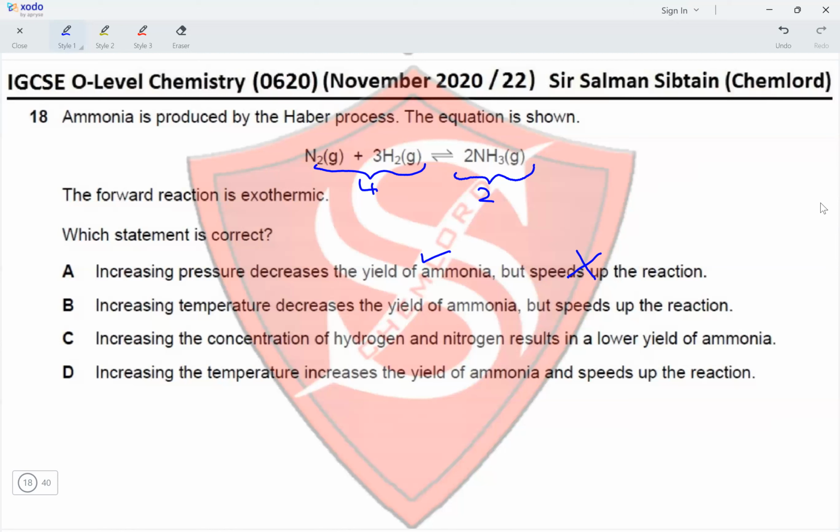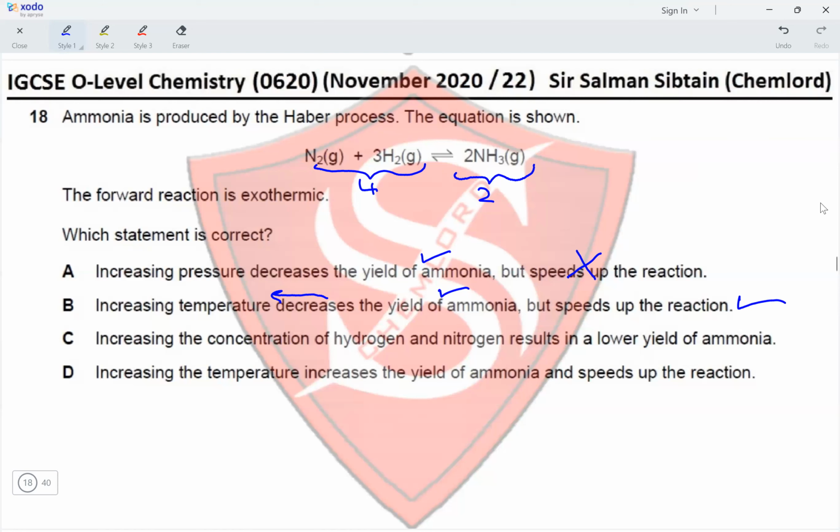Next, increasing the temperature decreases the yield of ammonia. Because the reaction is exothermic, increasing the temperature will favor the backward reaction, which would decrease the yield of ammonia, but speed up the rate of reaction. Yes, because an increase in temperature increases the kinetic energy possessed by the reactant molecules. So the frequency of collisions increases, which includes the frequency of effective collisions, meaning the collisions that result in product formation. Therefore, it speeds up the rate of reaction.